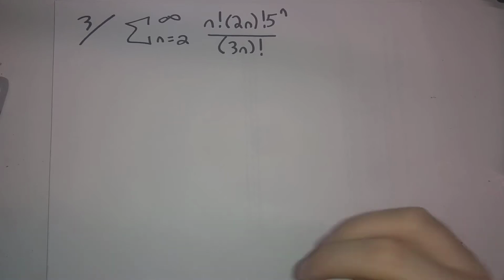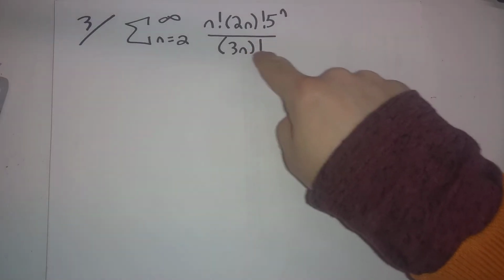Number 3, determine convergence or divergence of this series, the sum from n equals 2 to infinity of n factorial times (2n) factorial times 5 to the n, all of that divided by (3n) factorial. So we have to figure out what test to use here. And so I see two main features.